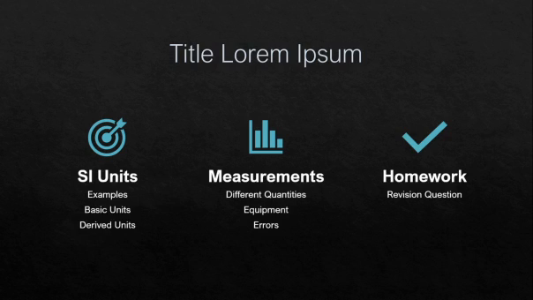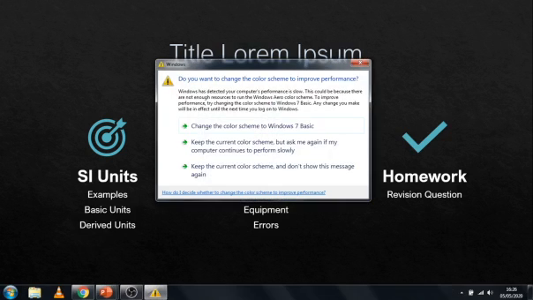We're also going to look at measurements, how we measure things, different things we can measure, different equipment we'll use to make measurements, and also errors or things that can go wrong while we're taking measurements. And then finally we'll have our homework section with some revision questions to look back over this slideshow.